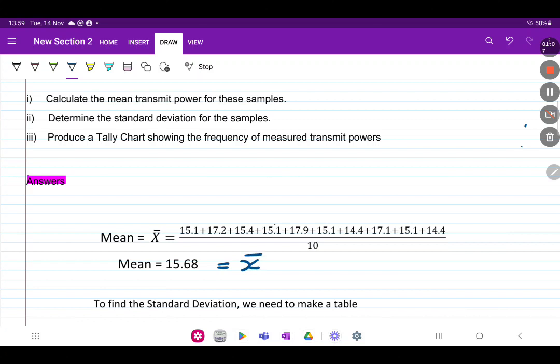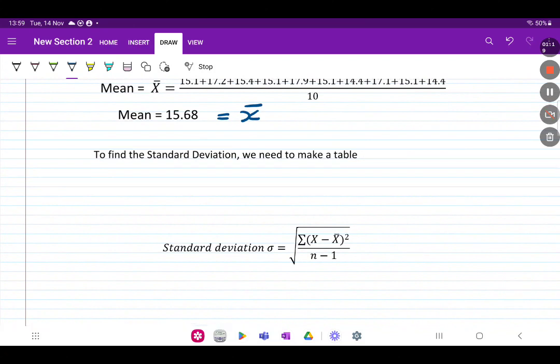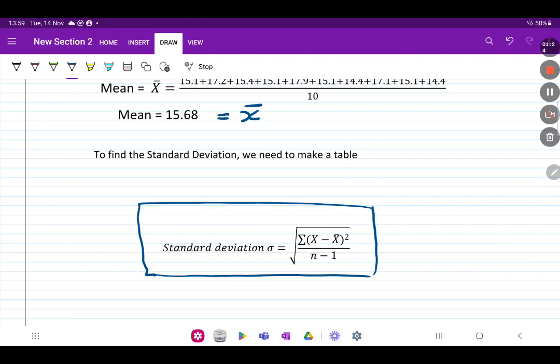For the second part of the question, it asks us to find the standard deviation. To find the standard deviation, we need to have a formula. And the formula is here, as you can see. So sometimes instead of writing standard deviation, we just use this letter, which is called sigma, equal to the square root of a fraction: the sum of (x minus x bar) all squared, all over n minus 1.